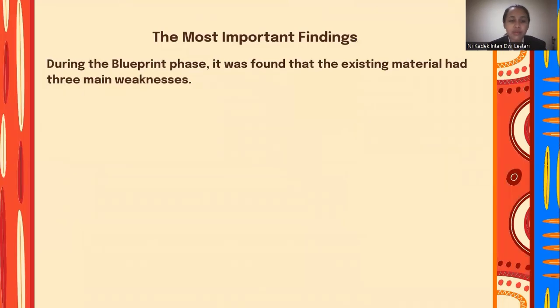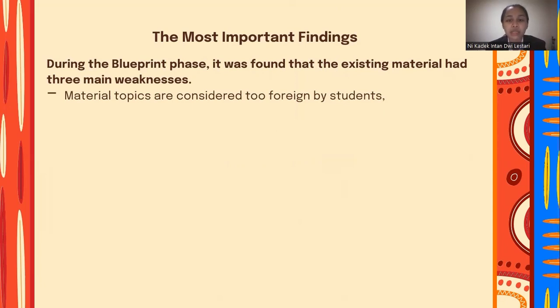We found some important findings. The first one is that during the blueprint phase, it was found that the existing material had three main weaknesses, which are the problems. The first one is that the material topics are considered too boring by students. There were at least 5 reading texts whose content was considered too difficult and advanced for those students' levels.